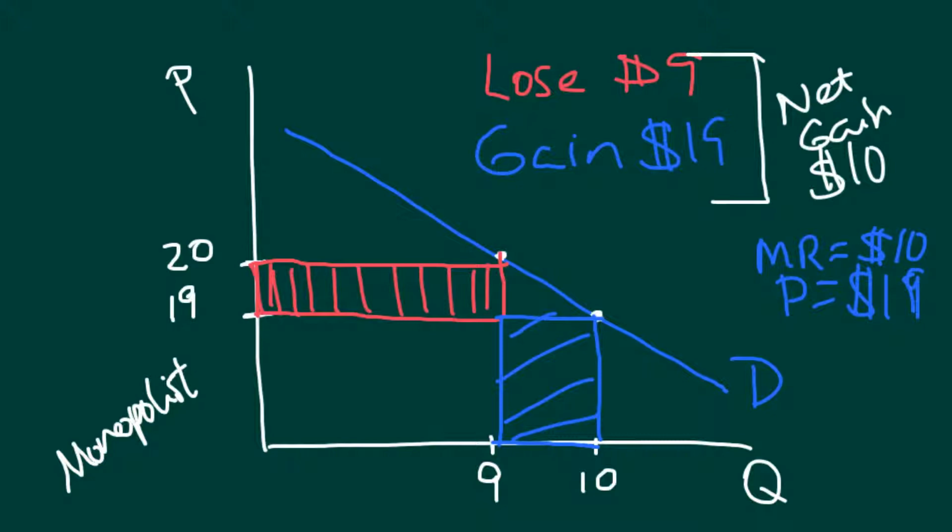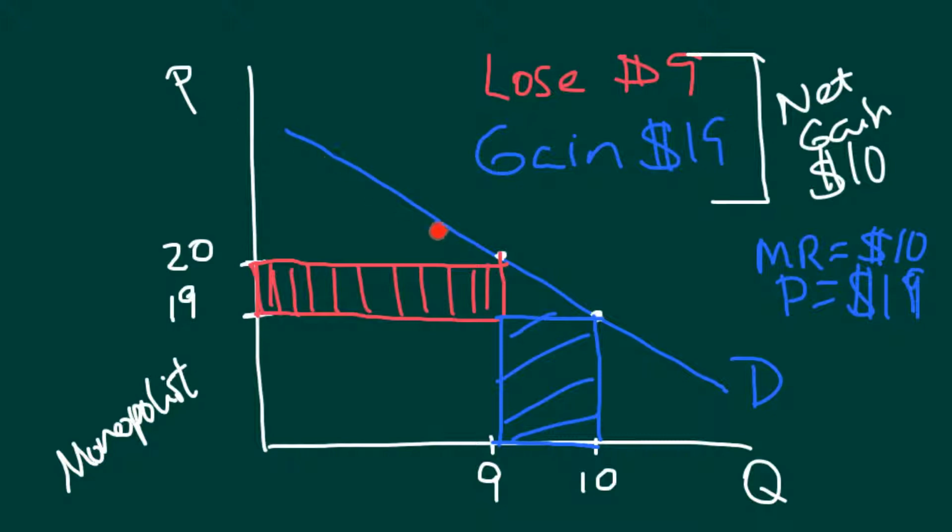Of course 10 does not equal 19. And so what I'm trying to point out here is price does not equal marginal revenue in a monopolist situation. Price does not equal marginal revenue in a downward sloping demand case. And that is the significance of all of this I'm trying to show you.